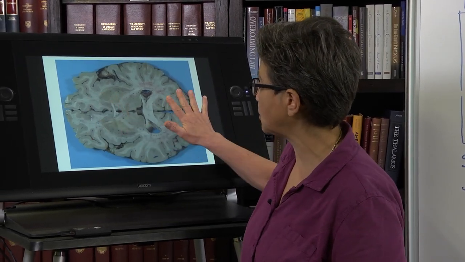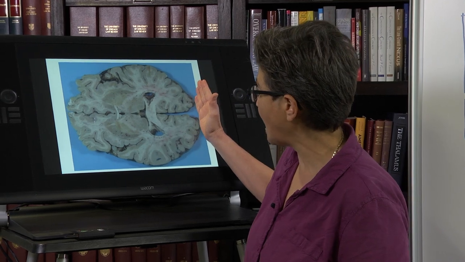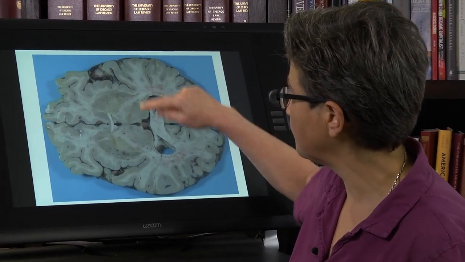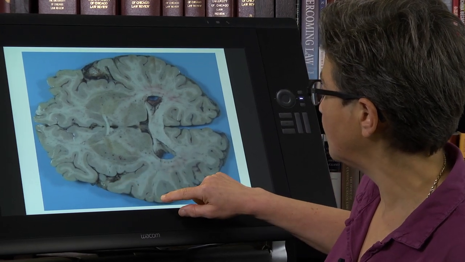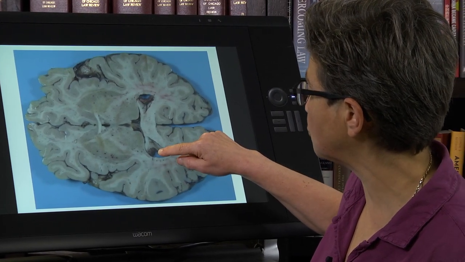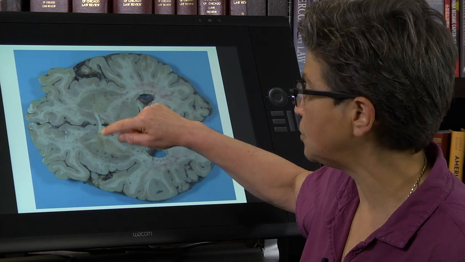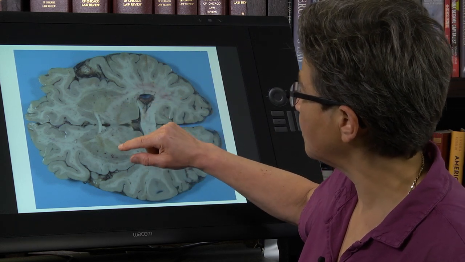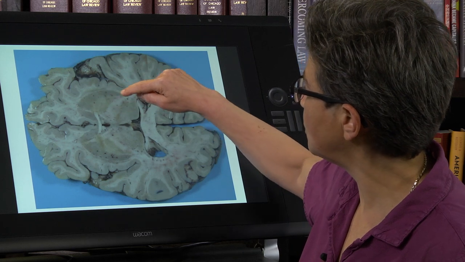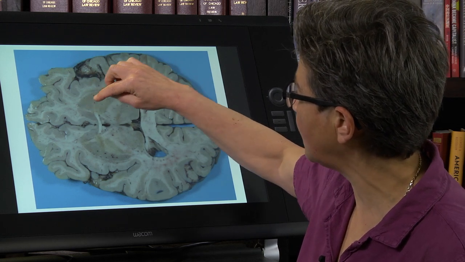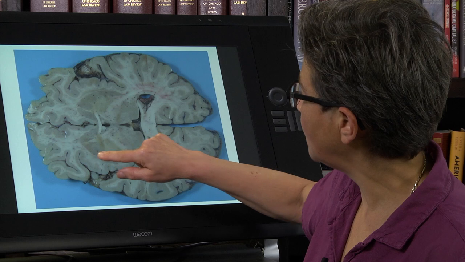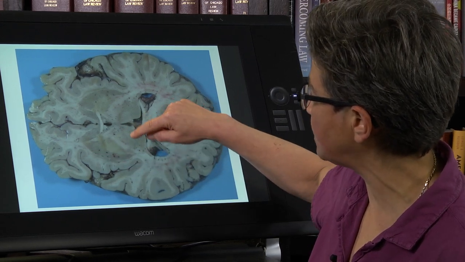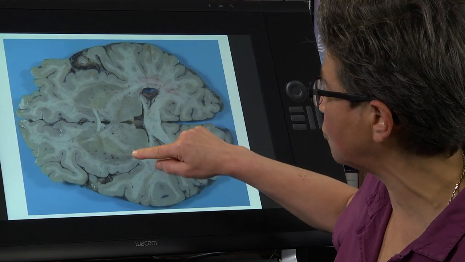If we look at this section, this is the back, this is the front, here's the temporal lobe, here's the temporal lobe, this is part of the lateral ventricle, this is an anterior commissure, we don't care about that. And what you see here is the basal ganglia here and here. Here's the thalamus, it's adjoining onto the third ventricle.